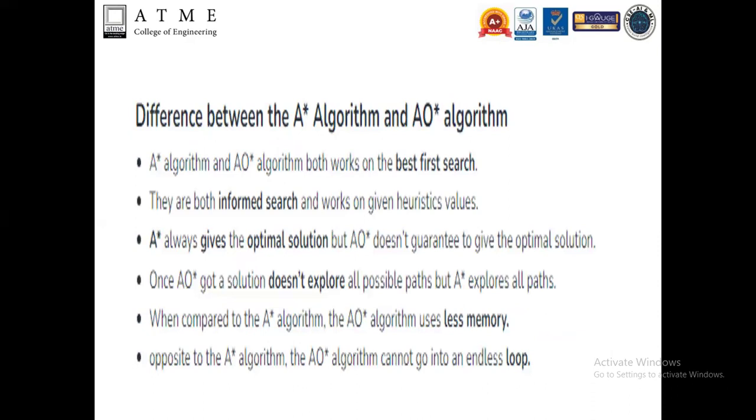What is the difference between A star and AO star algorithm? A star algorithm and AO star algorithm both work on the best first search algorithm. They are both informed searches and work on the given heuristic values. A star always gives the optimal solution, but AO star doesn't guarantee to give the optimal solution. Once AO star gets a solution, it does not explore all possible paths, but A star explores all paths. When compared to the A star algorithm, the AO star algorithm uses less memory. Opposite to the A star algorithm, the AO star algorithm cannot go into an endless loop.